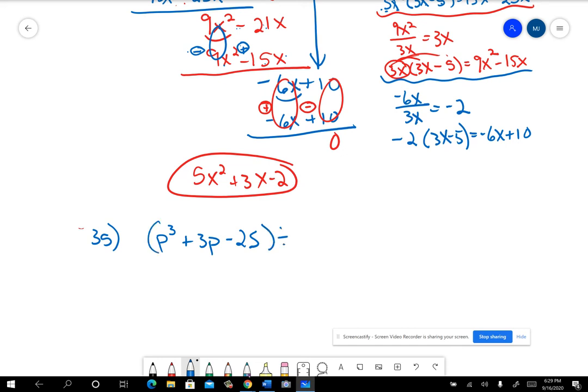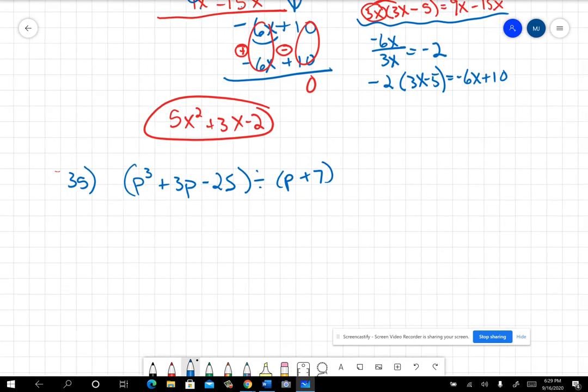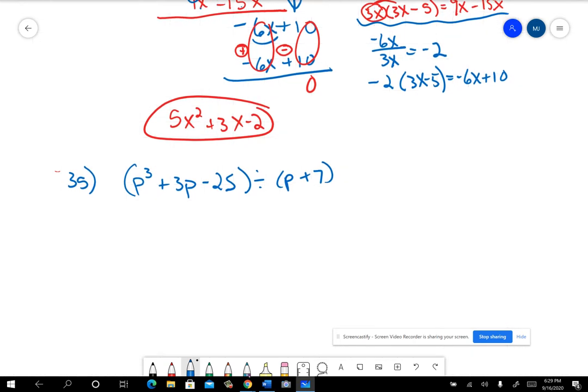And I wrote it a little differently this time. I used the old-fashioned, horizontal looking division. It means the same as if it was written above one another. Going to set it up like a long division since this has two terms, not just one. If that had been just one term, I could have done what we did at the end of the test. All right, so now we're going to set it up like a long division.